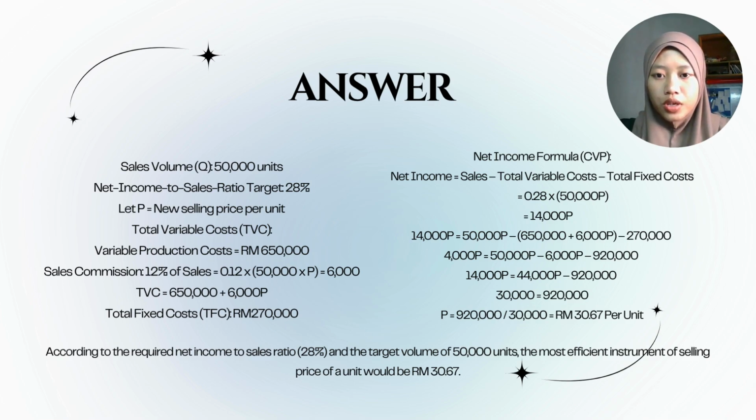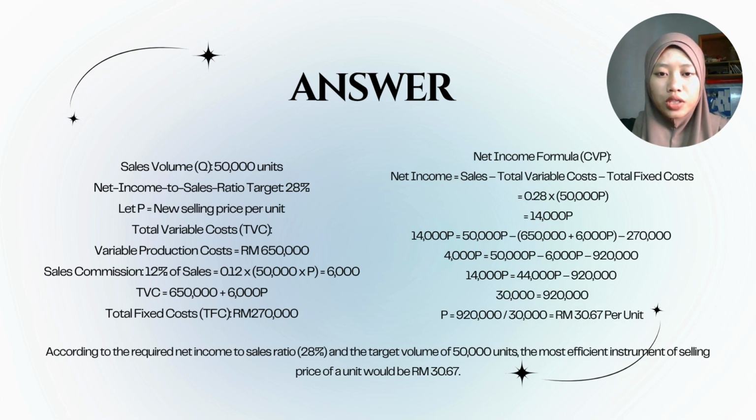And for total variable production cost, 650,000 ringgit, and sales commission, 12% of sales, 0.12 times 50,000 times P, and we got 6,000P. And total variable cost, we have 650,000 plus 6,000P. And for total fixed cost, we have 270,000 ringgit. And for net income, the formula is sales minus total variable cost and minus total fixed cost. So 0.28 times 50,000P, and we got 14,000P.